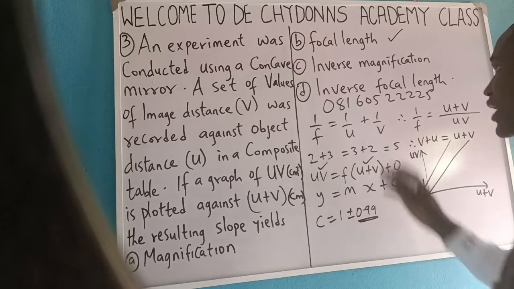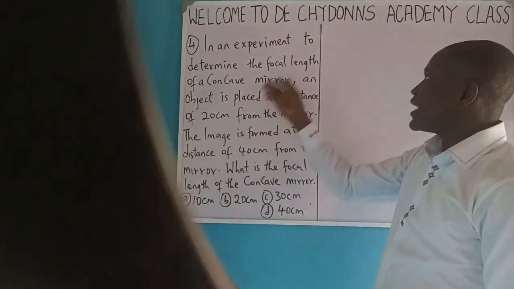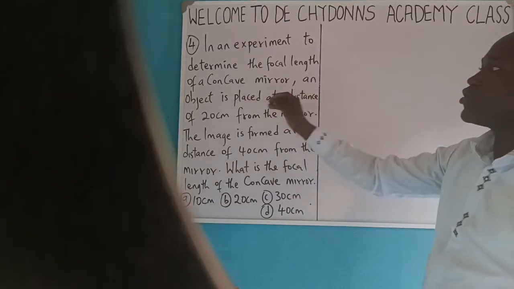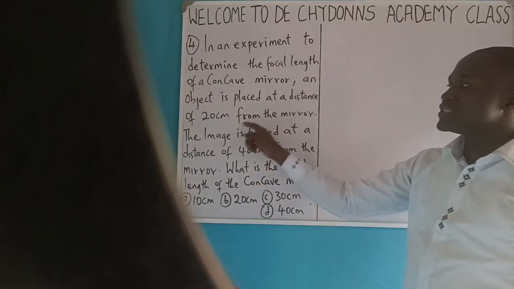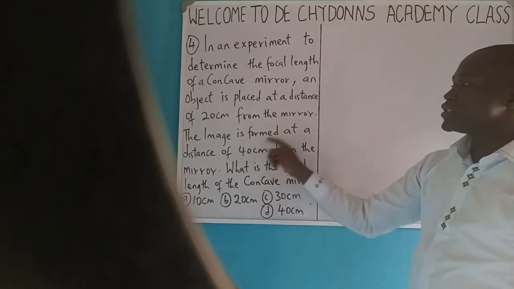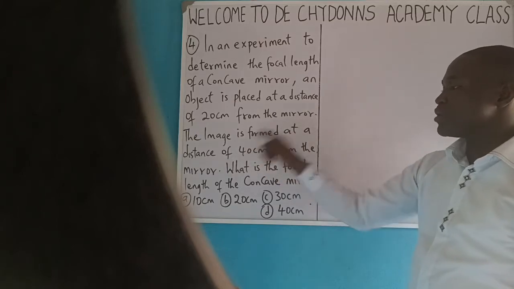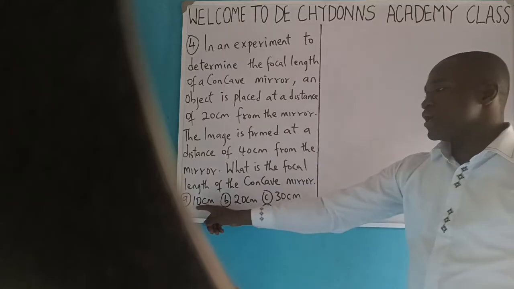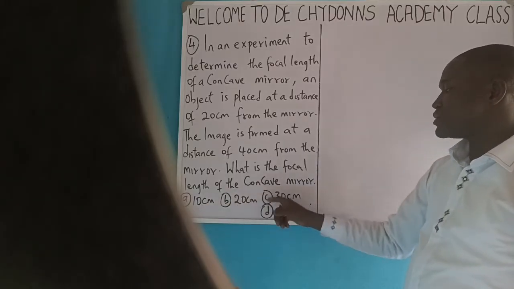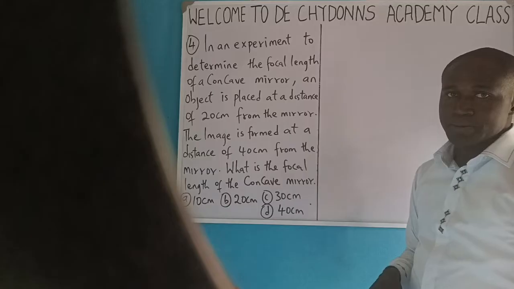Let's go to question number 4. In an experiment to determine the focal length of a concave mirror, an object is placed at a distance of 20 cm from the mirror. The image is formed at a distance of 40 cm from the mirror. What is the focal length of the concave mirror? A. 10 cm, B. 20 cm, C. 30 cm, D. 40 cm.